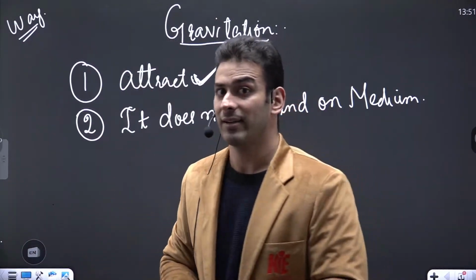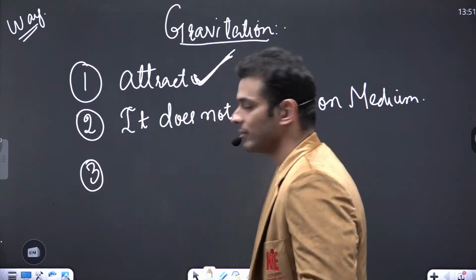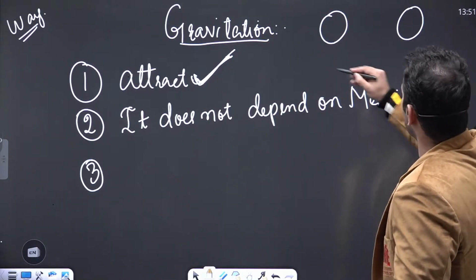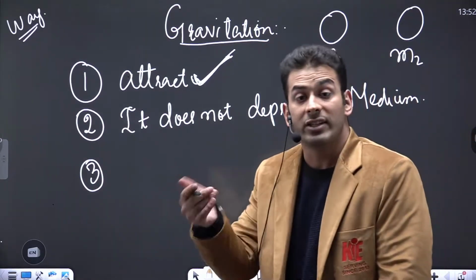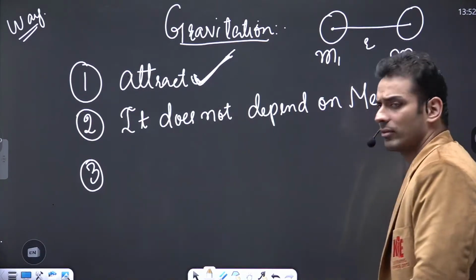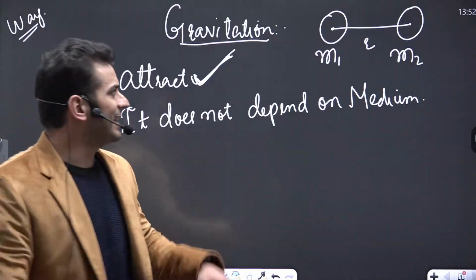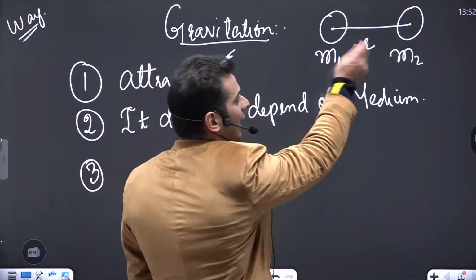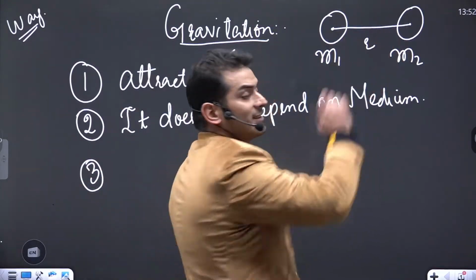Two properties, right, beta? The third property is an important property, beta. You have two masses. This is M1, this is M2. You have two masses, M1 and M2, separated by a distance R, right, beta? You can see this. This mass attracts M2. This mass attracts that mass, or vice versa.